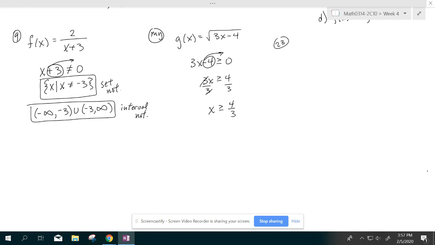That is the restriction. If you're going to plug in a number and expect to get an answer, that number has to be greater than or equal to 4/3. Now that is not the domain, that's the restriction. How do I write it as the domain? We're going to say the set of all x such that x is greater than or equal to 4/3. And what notation is that? That is set notation.